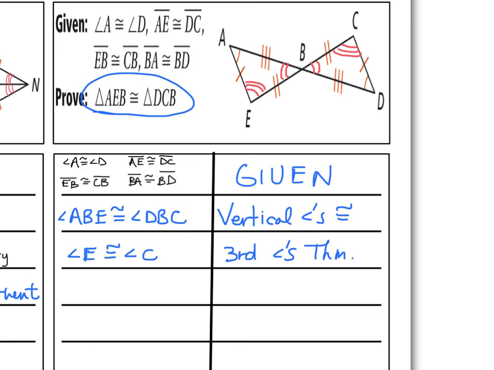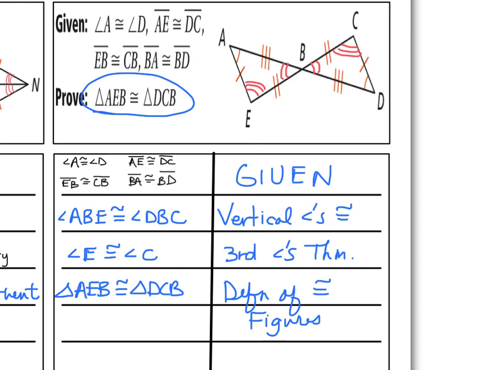Okay, now the last step here, you'll notice again, now we have all the angles and all the sides that are corresponding are congruent to each other. So now I can say I want to prove that triangle AEB is congruent to triangle DCB because of the definition of congruent figures. I've shown that all the sides that are corresponding and all the angles that are corresponding are congruent.